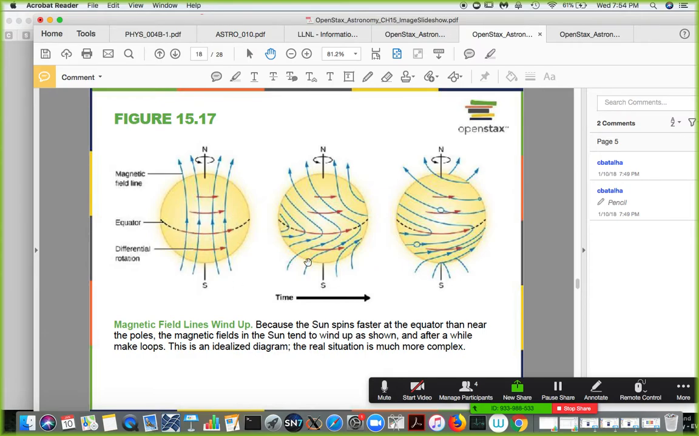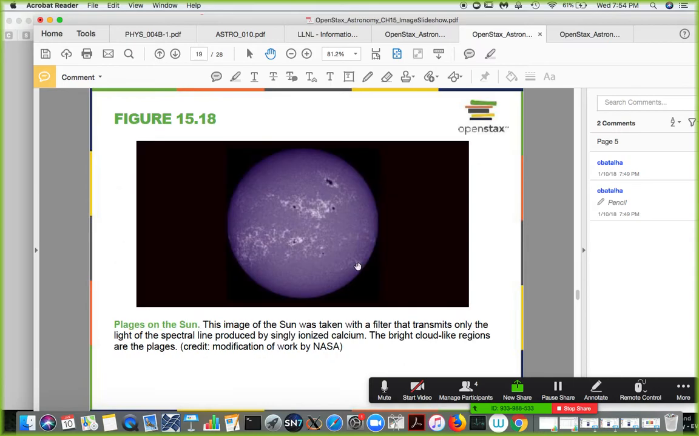And what is being shown in this picture is that these magnetic field lines, as the sun advances in its rotation, tangle up and generate all these activities we detect. And stars in general are magnetically active.